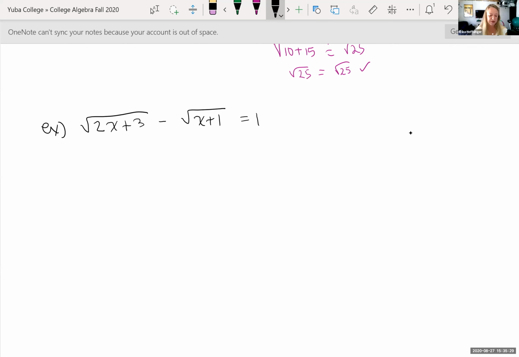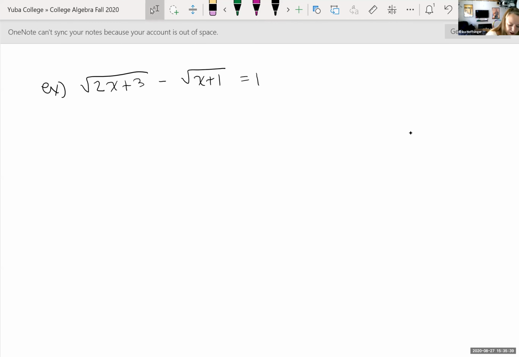Okay, so first step again, we want to isolate our radical, or one of them. And so let's add the square root of x plus 1. Doing that, we get the square root of 2x plus 3 is equal to 1 plus the square root of x plus 1. So we've isolated one of the radicals. We're going to raise both sides by that index, which is a square.